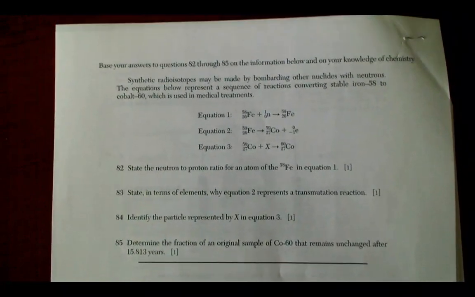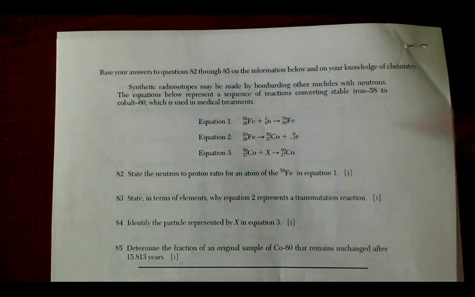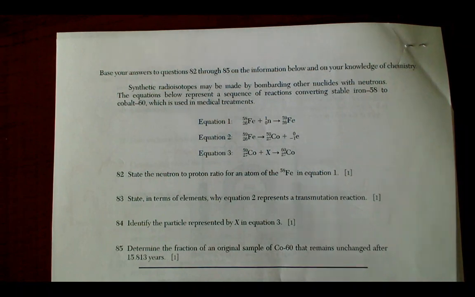Synthetic radioisotopes, so nuclear radioactive things, but they're man-made, may be made by bombarding other nuclides with neutrons. So you fire neutrons at something that's stable already, or at least a little bit unstable, and you make man-made radioactive stuff. The equations below represent a sequence of reactions converting stable iron-58, so it's not radioactive normally, but we can make it radioactive, to cobalt-60, which is used in medical treatments, and it gives you 3 examples of stuff. 82 says state the neutron to proton ratio for an atom of Fe in equation 1.